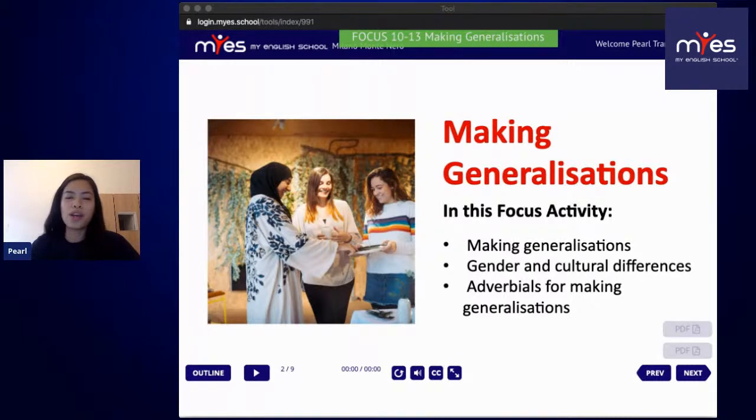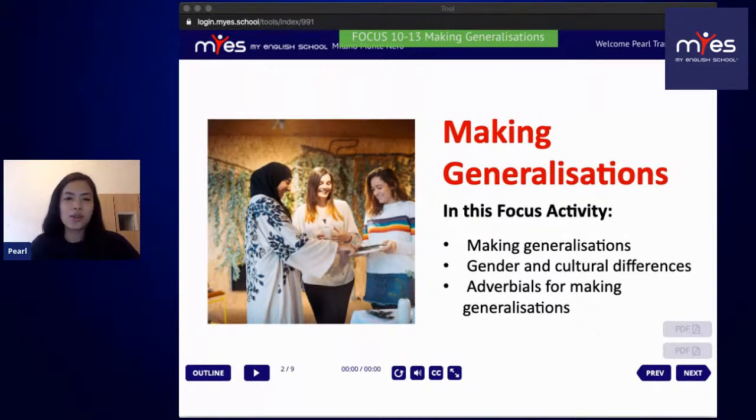So today we are going to talk about making generalizations. In this focus activity: making generalizations, gender and cultural differences, and adverbials for making generalizations too. Today we're going to talk about gender differences, which is always an interesting topic, considering the day and age we're in. And we're going to talk about cultural differences. I am American, so this is a great opportunity for me to share a little bit of American culture, and also a great way for me to learn more about Italian culture. So tell me, educate me, let me know things about Italy.